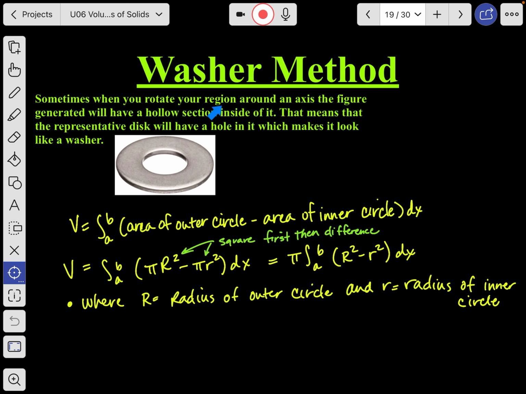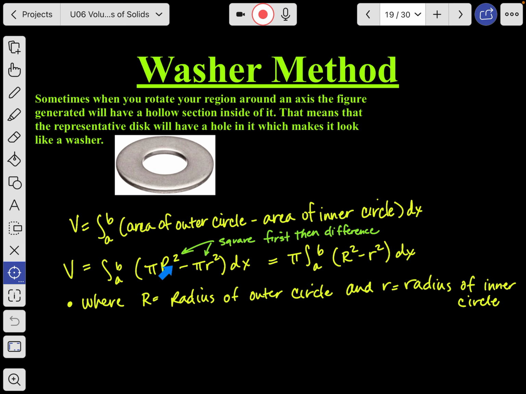So the second method is the washer method, and when you rotate your region around an axis and the figure generated has a hollow section, this is the washer method. That means the representative will have a hole, which makes it look like a washer. So when we find the volume from some interval from A to B, we need to find the area of the outer circle minus the area of the inner circle, dx.